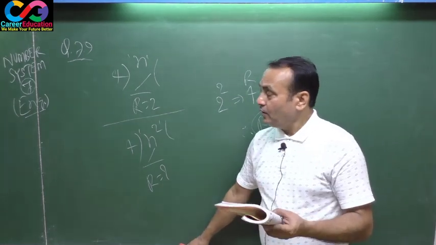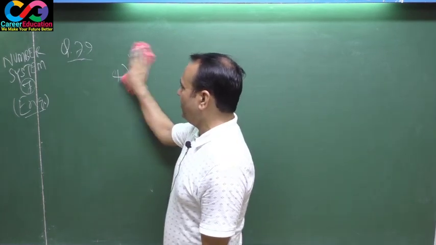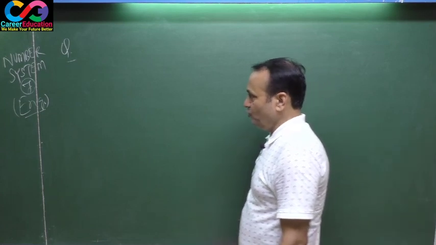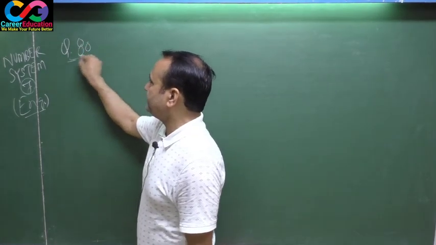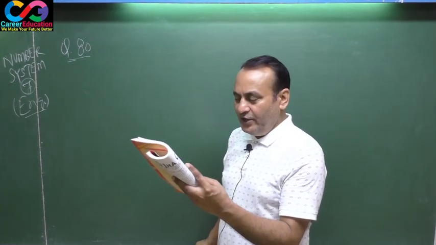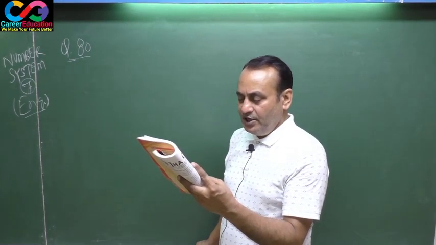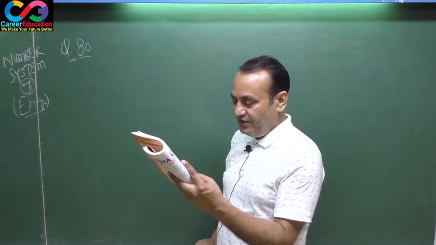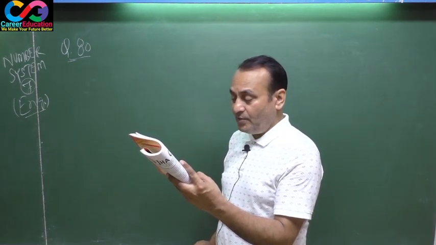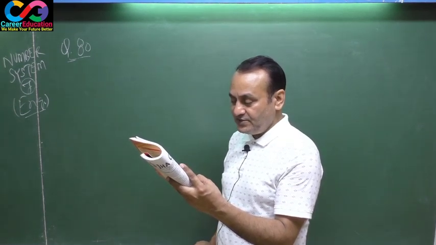Now come to question number 80. Now the pattern completely changes here. See here, question number 80. The question says, when two numbers are divided by a definite divisor, the remainders are 80 and 70 respectively, what will be the divisor if the sum of the numbers gives remainder 60 when divided by the same divisor?